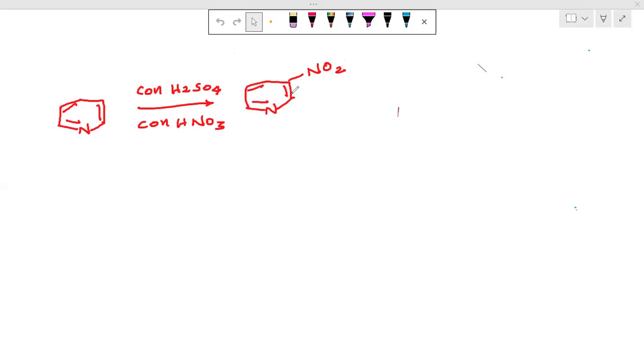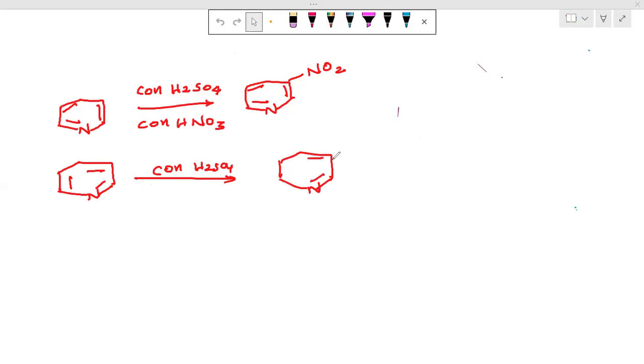It will look like this. Next, again the pyridine, attacked by sulfonation with concentrated sulfuric acid. This is the formation of the sulfonation product, with SO3H attacking at the third position, C3.